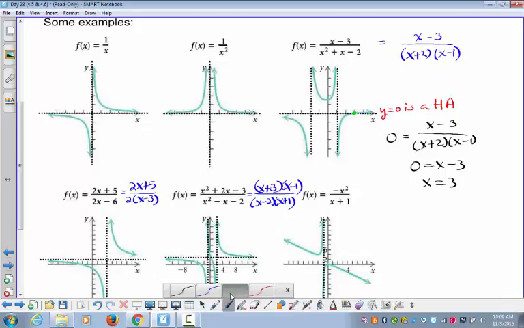So we would have found this anyway, because when we're looking for x-intercepts, we're looking for the zeros of the numerator that are not simultaneously zeros of the denominator. So zeros of the denominator, vertical asymptotes. Zeros of the numerator are x-intercepts, as long as there are no common factors.